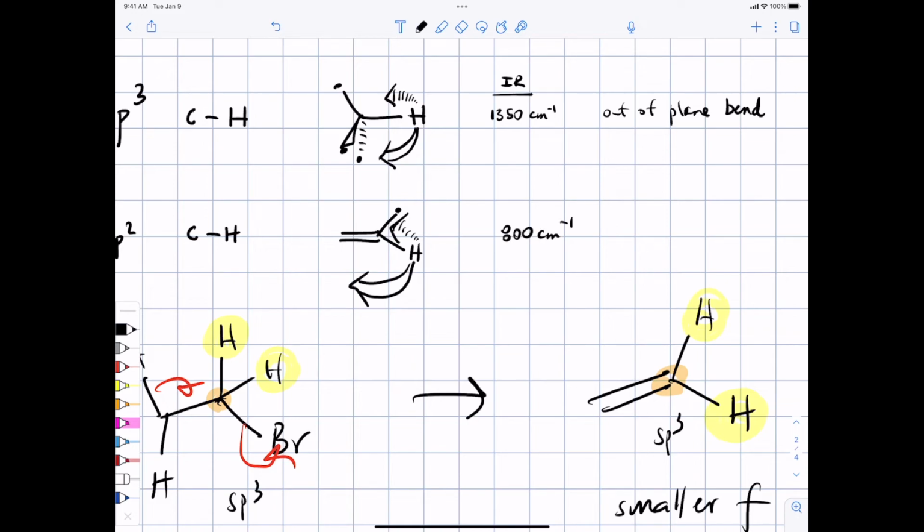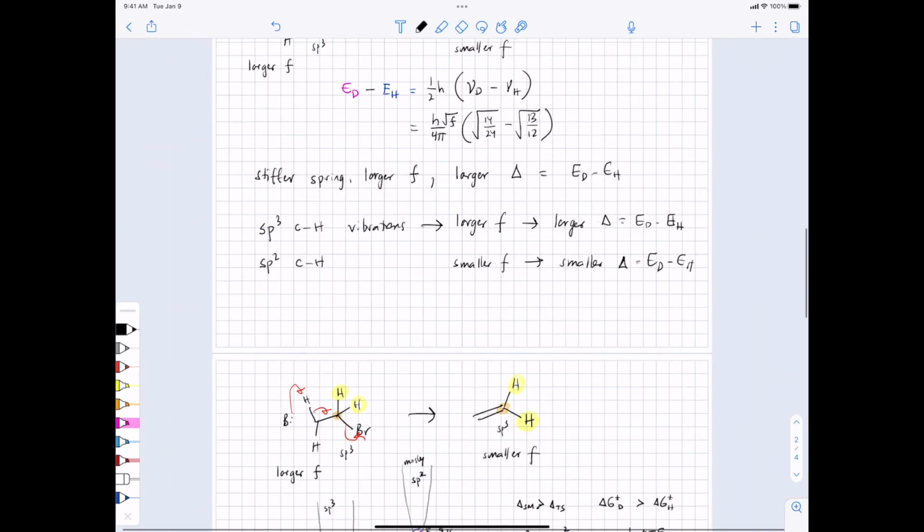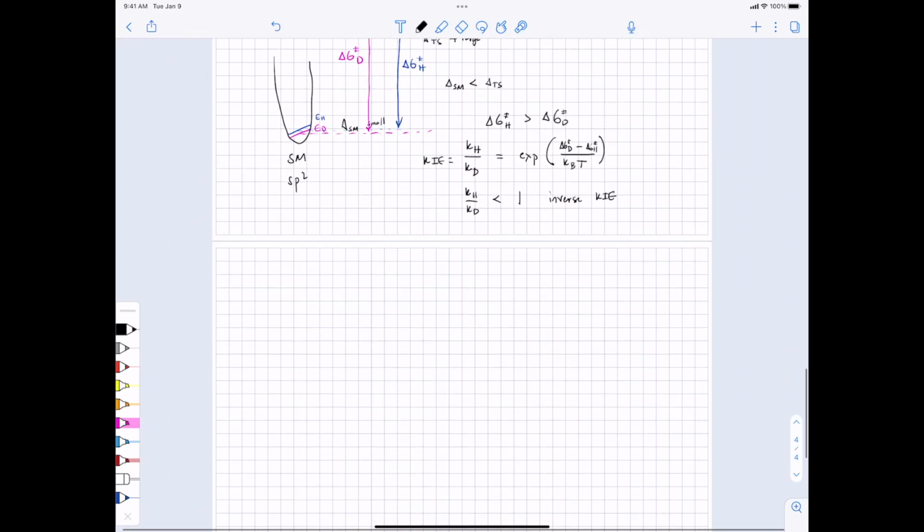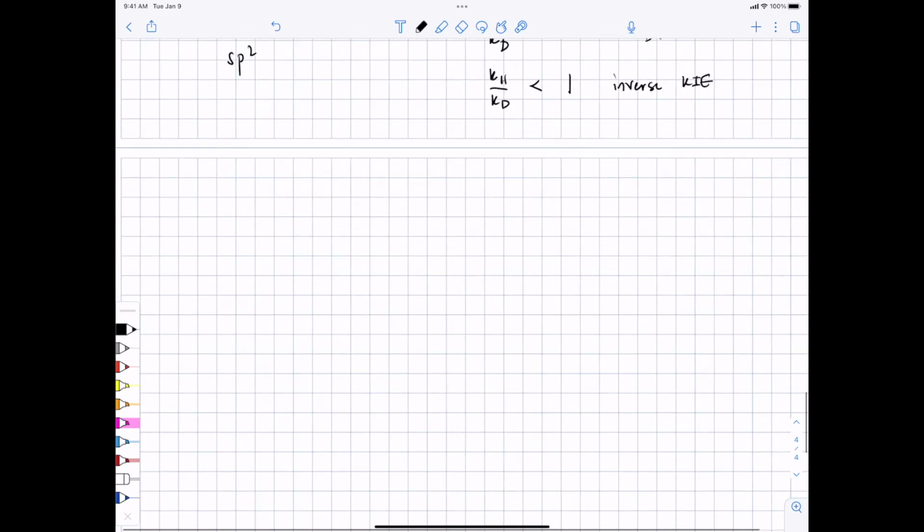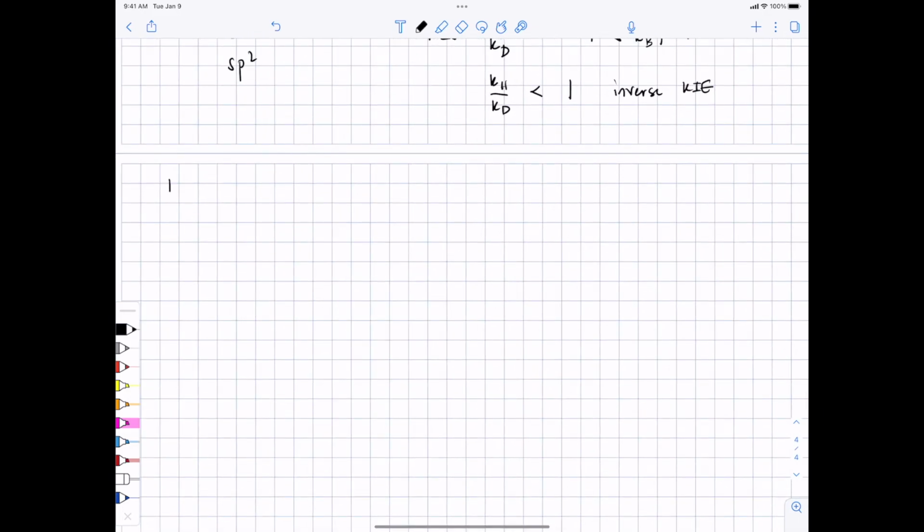Maybe. I don't know. That's a good thing that we ought to look up. Your text doesn't talk about it, so that must mean that people haven't done a lot of experiments, but KIEs involving sp carbon-hydrogen bonds, and I don't actually know. Look that up, but yeah. Okay, other questions?